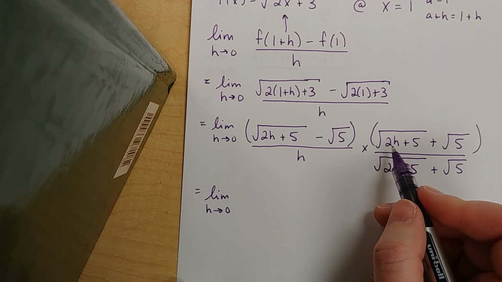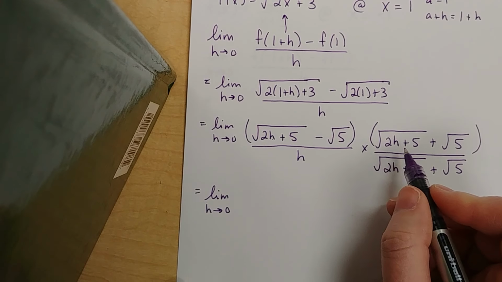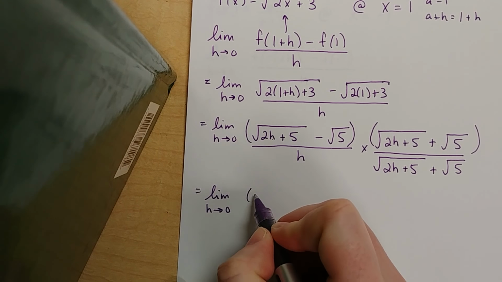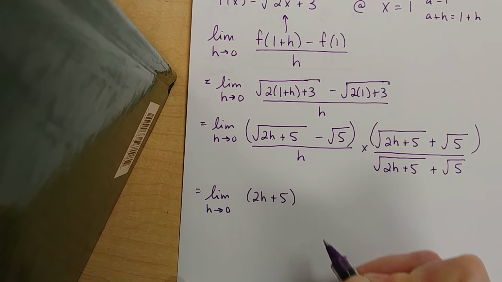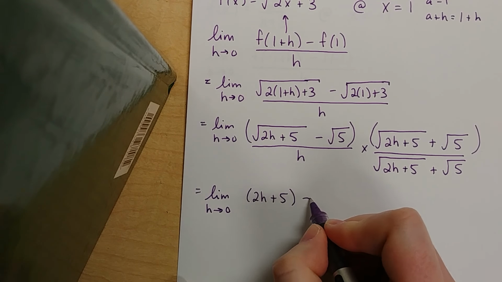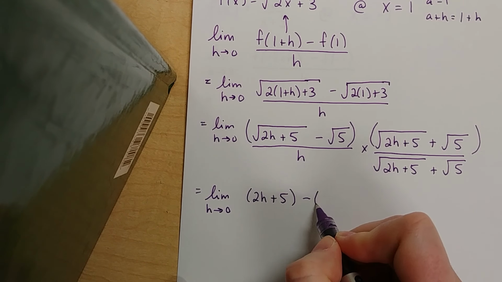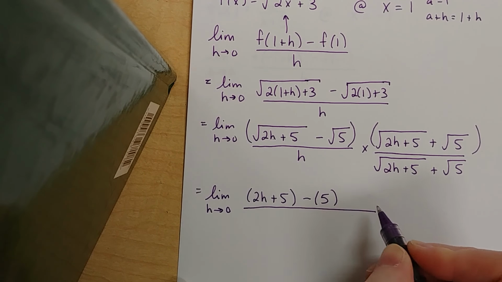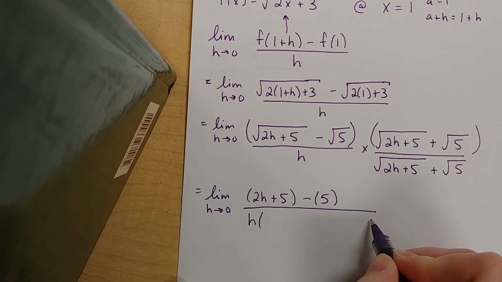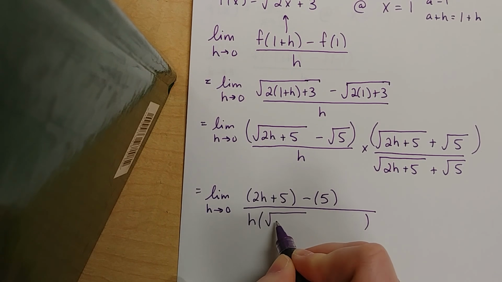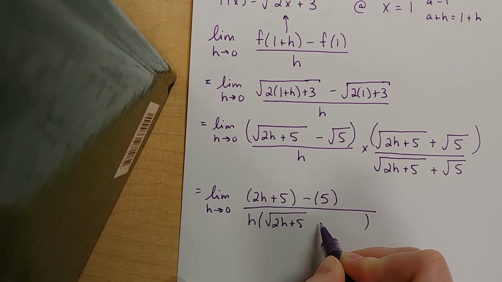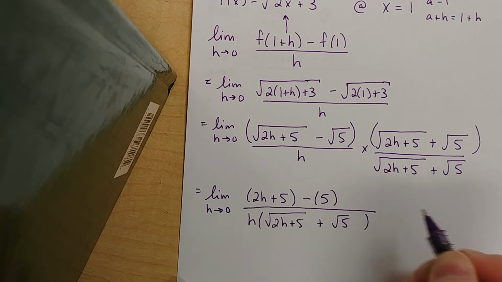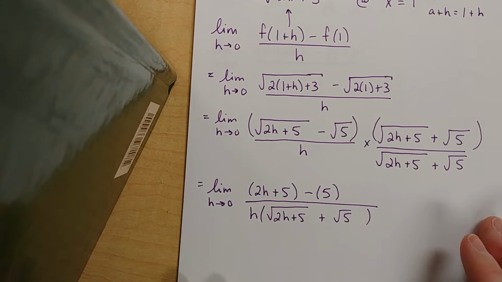So I'm going to get 2h plus 5 squared. So all that's going to happen there is that the 2h plus 5 isn't going to have a root on it anymore, minus root 5 squared, which also won't have a root on it anymore, all over, and I'm not going to expand the denominator. I'm going to leave the h. I'm going to link it by multiplication to the root 2h plus 5 plus root 5, but I'm not actually going to expand it yet because I want to see what happens on this numerator.